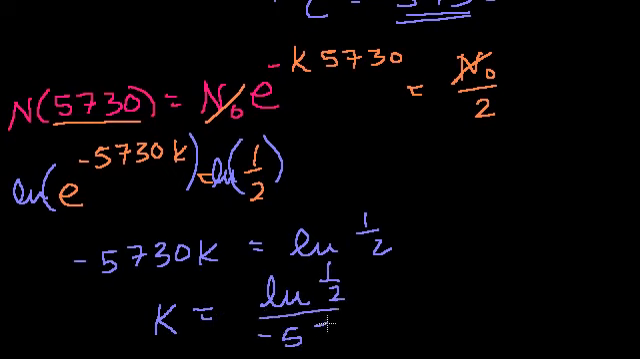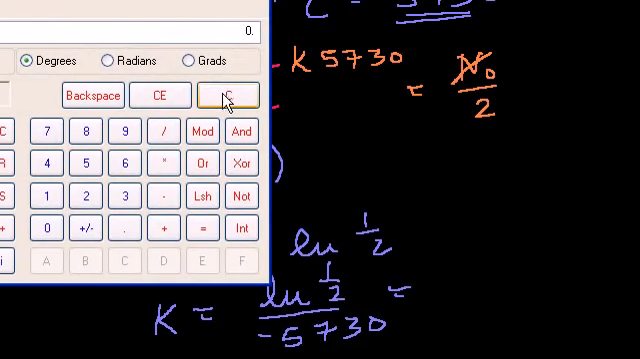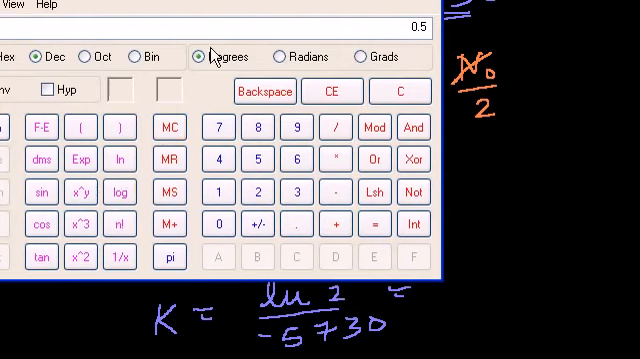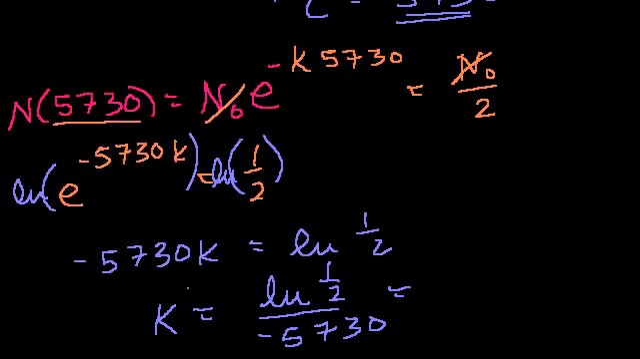Which we did in the previous video. But let's do that again here for those of you who might have skipped it. So if you have 0.5, take the natural log, and then you divide it by negative 5,730. You get 1.2 times 10 to the negative 4. So k equals 1.2 times 10 to the minus 4.